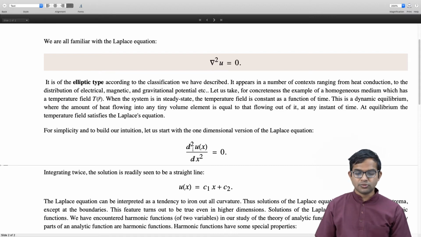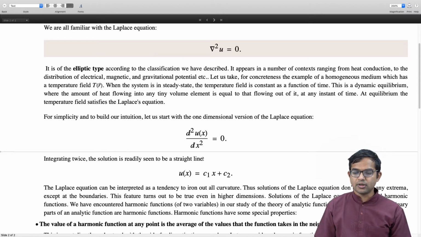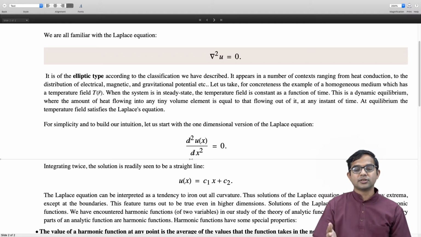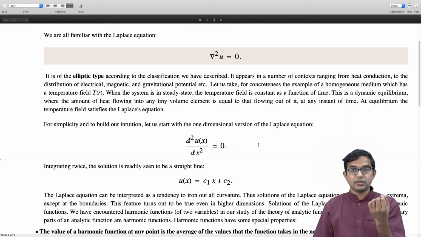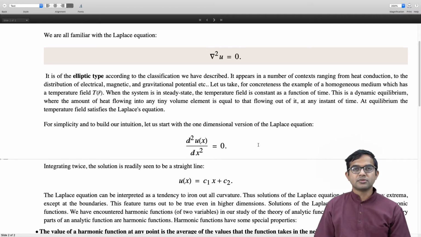But it's also useful to point out at this point that in fact we have already encountered functions which satisfy the Laplace equation. Functions of 2 variables which satisfy the Laplace equation we have already encountered, right? So these are the real and the complex parts of analytic functions, right? So we have seen that analytic functions are made up of 2 functions of 2 real variables. So there's the real part, which we often call u of x comma y, and then there is the imaginary part which we call v of x comma y.